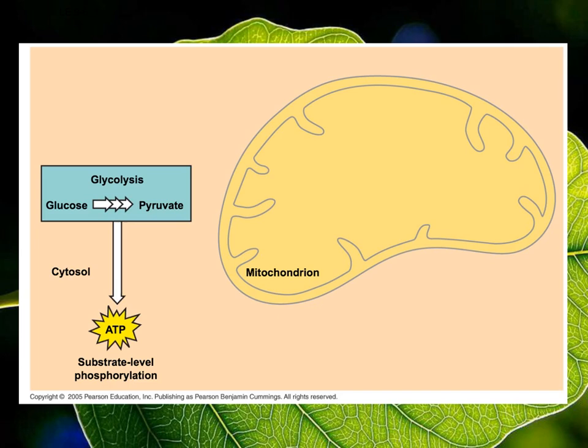This is happening in the cytoplasm, or the cytosol. Once we have this pyruvate, it will have three possible pathways to go. In aerobic respiration, it's going to be converted to pyruvic acid and enter into the mitochondria. Lactic acid fermentation is converted to lactic acid. Alcohol fermentation is converted into alcohol and carbon dioxide.